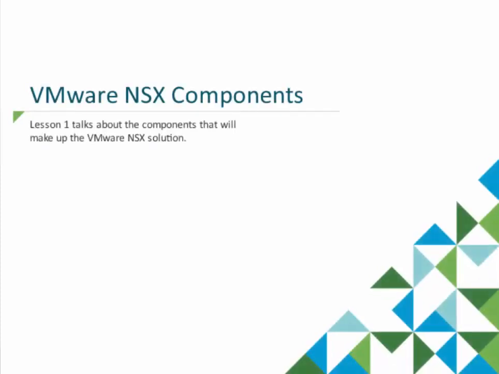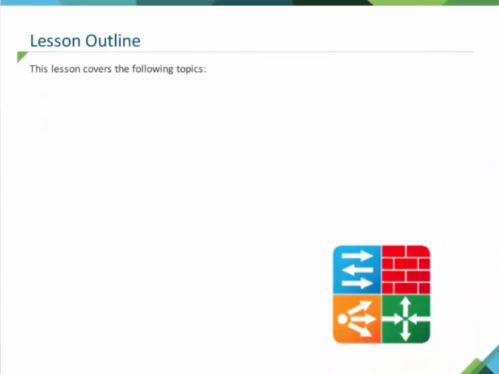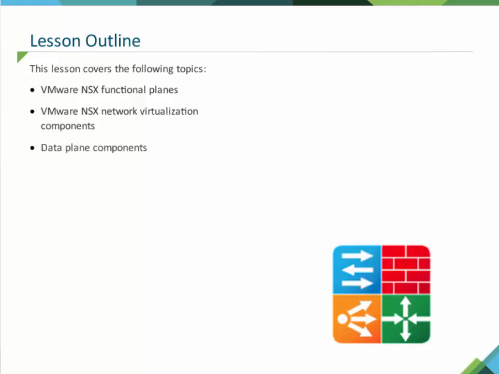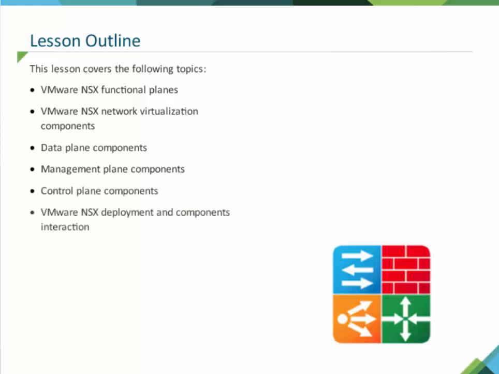Lesson 1 talks about the components that will make up the VMware NSX solution. This lesson covers the following topics: VMware NSX functional planes, VMware NSX network virtualization components, data plane components, management plane components, control plane components, VMware NSX deployment and components interaction.